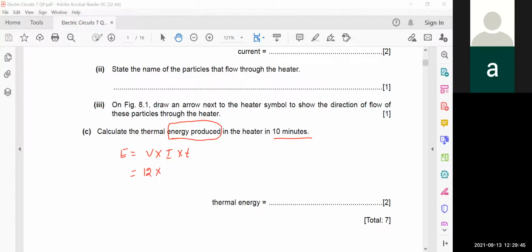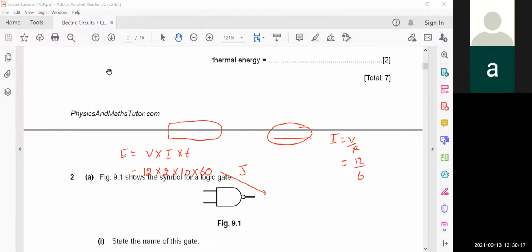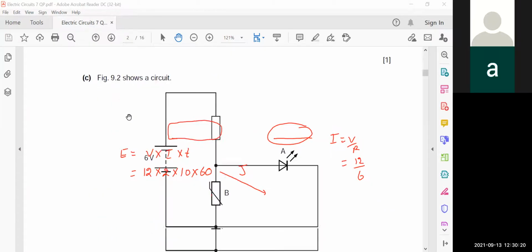What is the answer of the first part, children? We calculated that voltage was 12 and the resistance is 6, so 2 ampere current is flowing. The time is 10 minutes, which should be converted into seconds by multiplying by 60, giving 600. Whatever the answer is, that will be the heat generated in joules. You multiply, and then the next question, children.